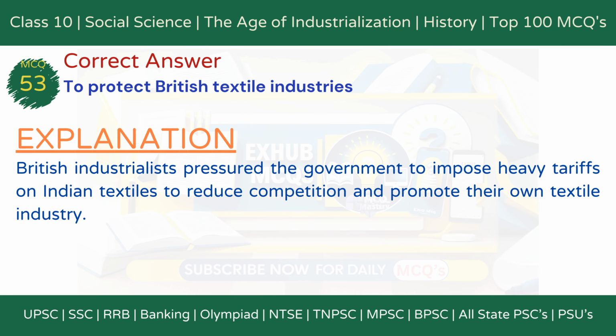The correct answer is option A. To protect British textile industries. Explanation. British industrialists pressured the government to impose heavy tariffs on Indian textiles to reduce competition and promote their own textile industry.